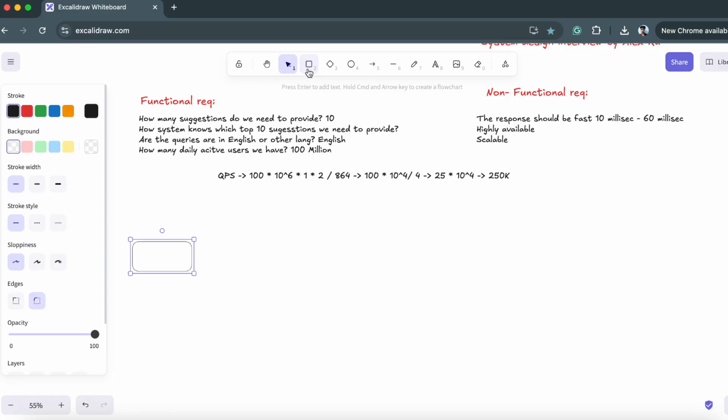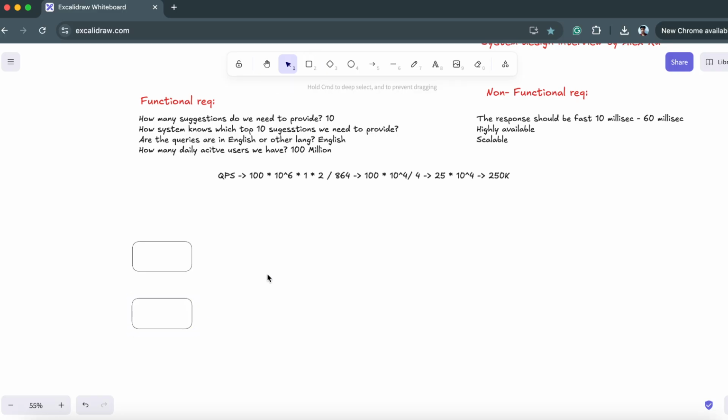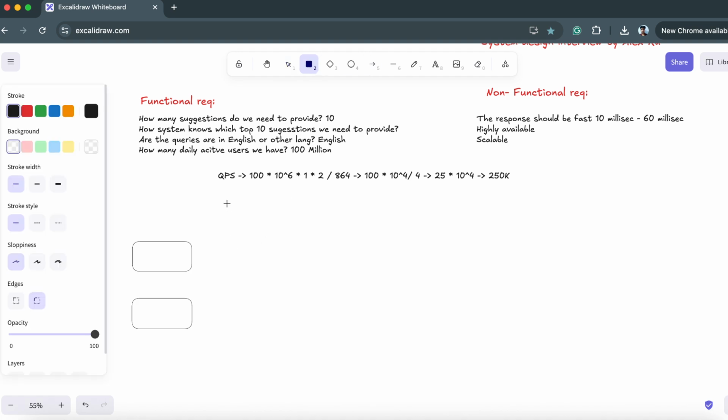So user 1, user 2, and all. So we will be having multiple users. Before this, the moment a user types any particular word, it is going to be a service. So we have to have here something called a load balancer.